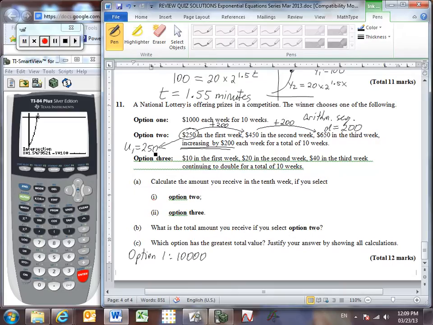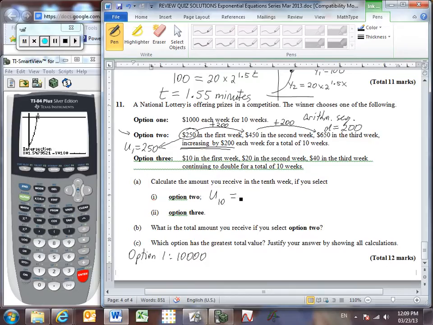Alright, so we need to calculate the amount that we receive in the 10th week if we select option 2, which is the one that we were just looking at. We'll talk about option 3 later on. So let's write this out as an arithmetic sequence.